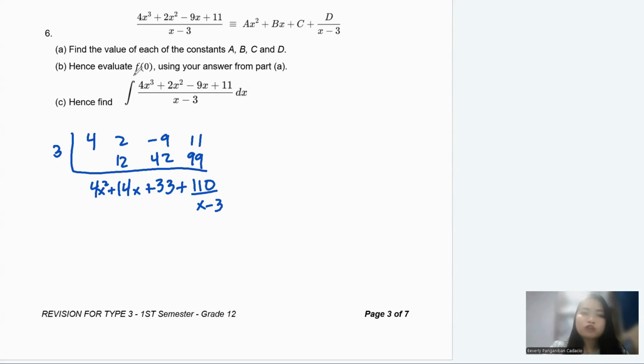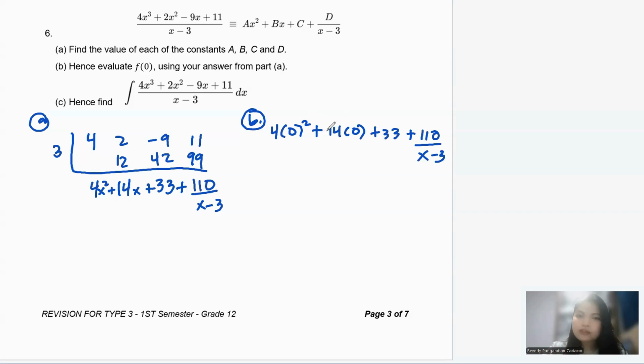For letter B, I want you to evaluate f(0). Hopefully, you know what's the meaning of that. It means that using your answer from part A, I want to see this in your working. So basically, that is A. The B is, I want you to substitute the 0. It means you just substitute the 0 there. I know that will be automatic, but still, I want you to show whatever you can show there. So in case, for some reason, you're wrong, I can give you consideration marks, or method marks.